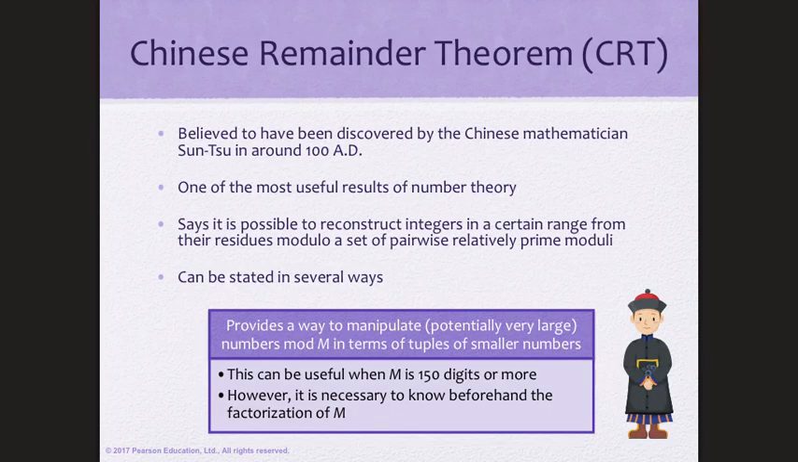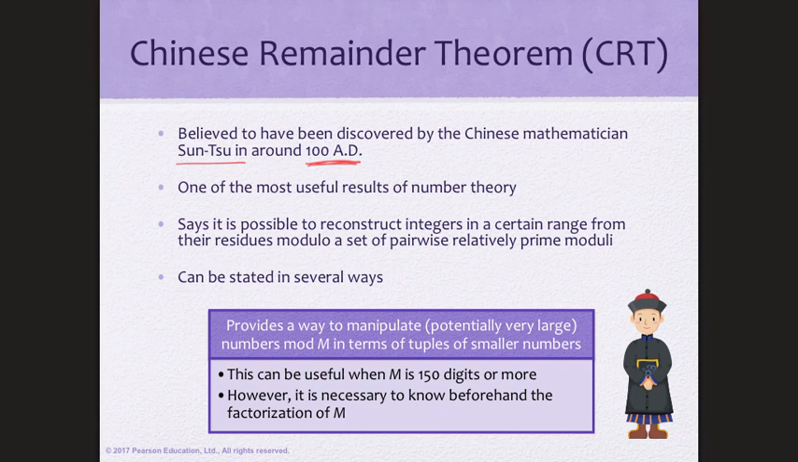Okay. One of the key theorems in number theory is called the Chinese remainder theorem. The reason for the naming is that it's believed to have been discovered by the Chinese mathematician Sun Tzu around 100 before Christ. So that's more than 2,000 years ago.